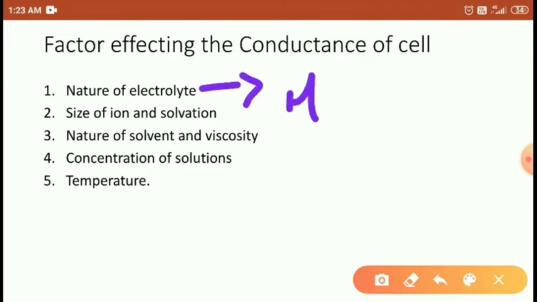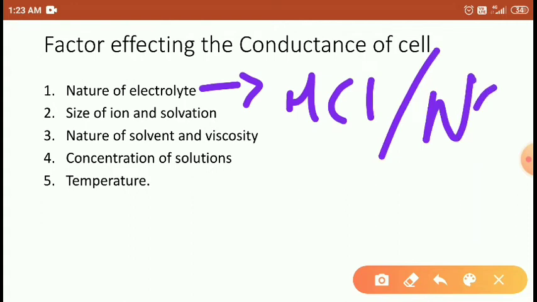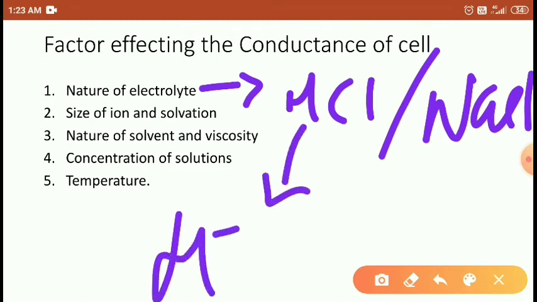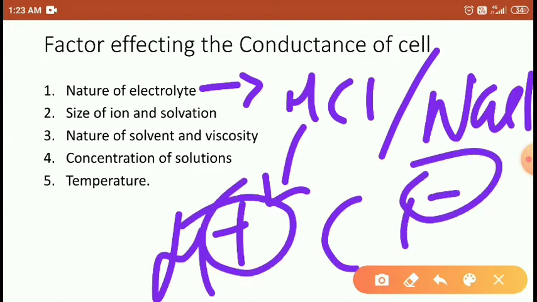Strong electrolytes like HCl or NaCl conduct electric current more easily, because they are more easily ionized. Once ionized, they cannot combine again. They are stable in their respective state, so that's why strong electrolytes conduct electricity easily.